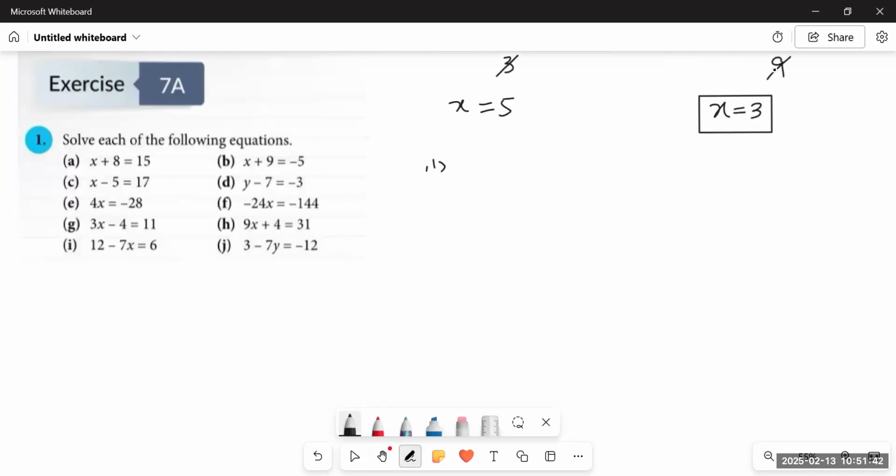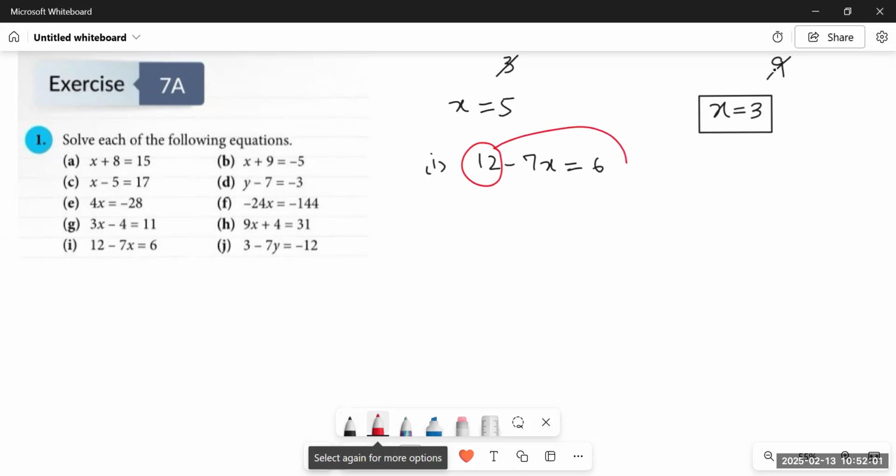Now part I says 12 minus 7x is equal to 6. Do not panic. Just follow the steps. 12 is a constant, minus 7x is a variable, is equal to 6. So what we have to do? First, we have to shift the constant. Here, it is a positive 12. So on the other hand side, it would be a negative 12. Apart from that, all the values would remain the same. Minus 7x is equal to 6.